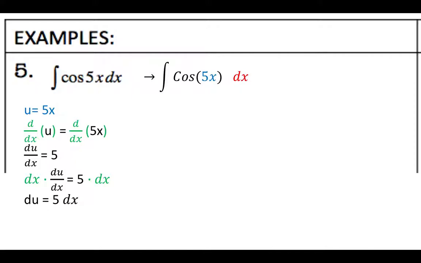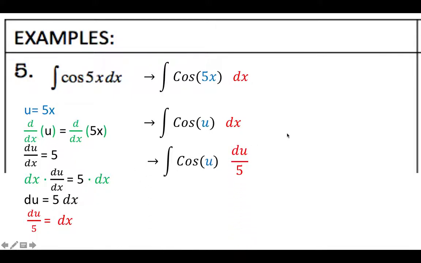But we got to solve for dx, so my last thing that I have to do here is divide by 5. That's why I color coded this in red, because we're going to substitute that into here in a second. But before I do that, I'm going to be substituting the blue function in for u. Now I'm going to substitute that red right here that I found over here. Next up, this divided by 5, I'm going to pull it out in front, so that's 1/5.